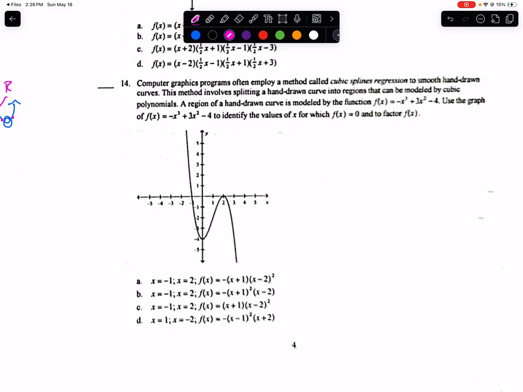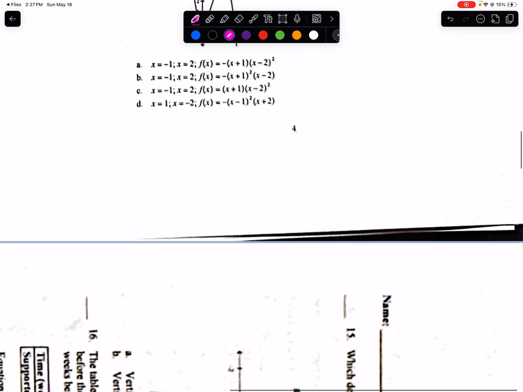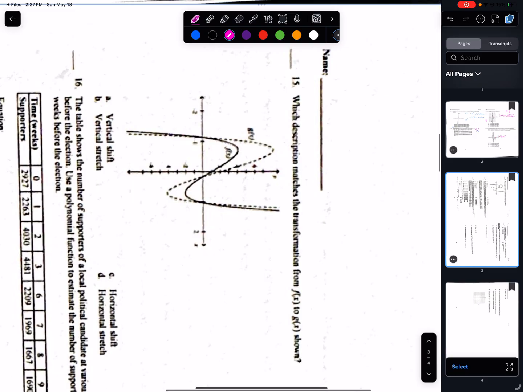So, same thing, right? Because it crosses at -1, it's got to be x plus 1. And this is where it has a multiplicity of 2 because it bounces off the x-axis, so that's got to be x minus 2 squared. And this one's got to be x plus 1. Good there. The zeros are what you get from the graph, and you switch the sign for the parenthesis. Good. All right, 15.